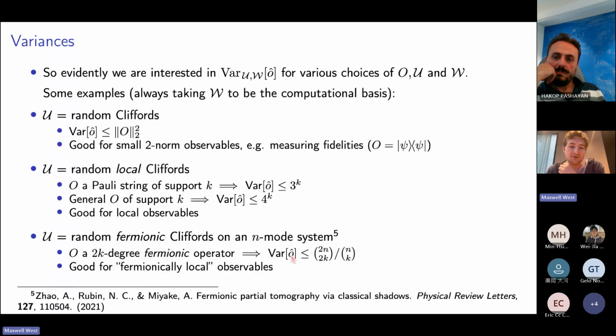So they can be Pauli strings that have support everywhere. So their two norm is really big. Their k is like n, so it's also really big. But if you make the right choice of unitaries, taking advantage of the fact that these are in a certain sense local, not spatially local, but somehow fermionically local, then again, you can get a really good variance bound. So in this case, this is like some polynomial of degree k.